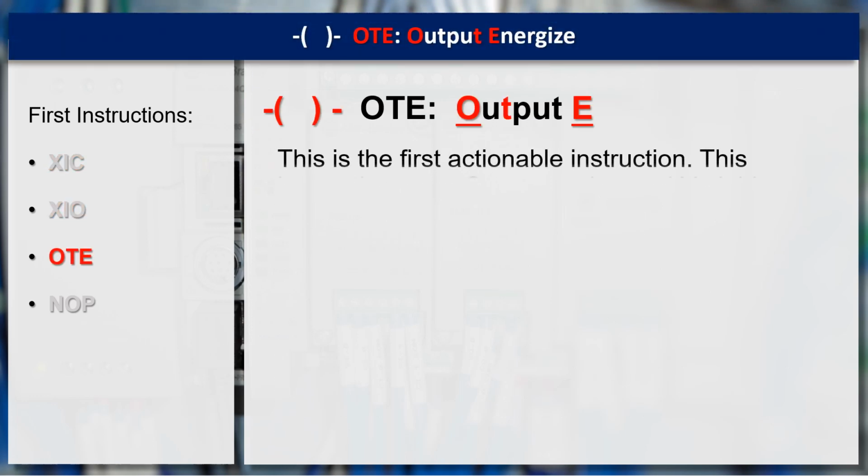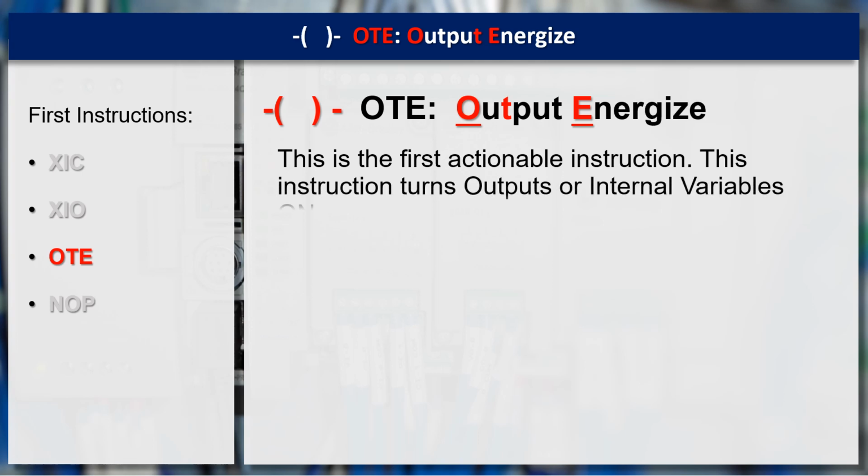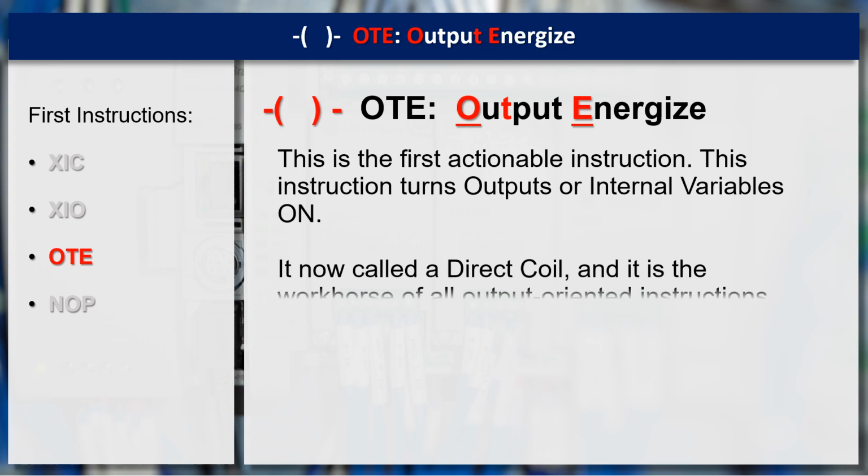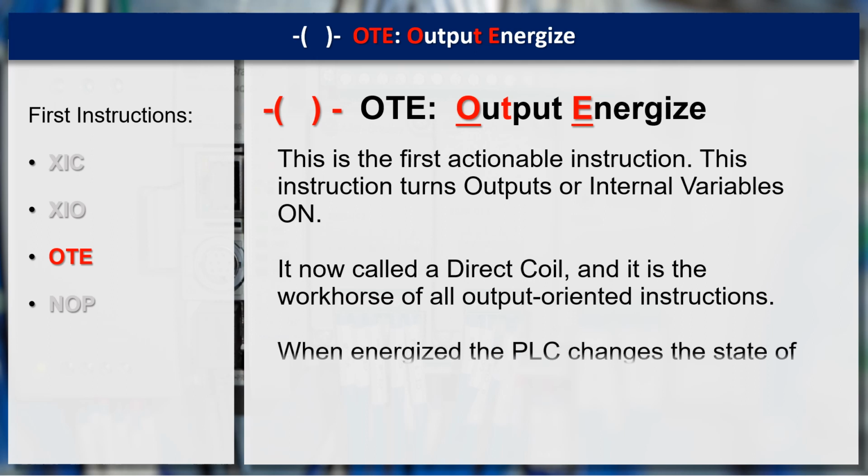OTE, output energize. This is the first actionable instruction. This instruction turns outputs or internal variables on. It is now called a direct coil, and it is the workhorse of all output-oriented instructions. When energized, the PLC changes the state of a memory location from off to on.